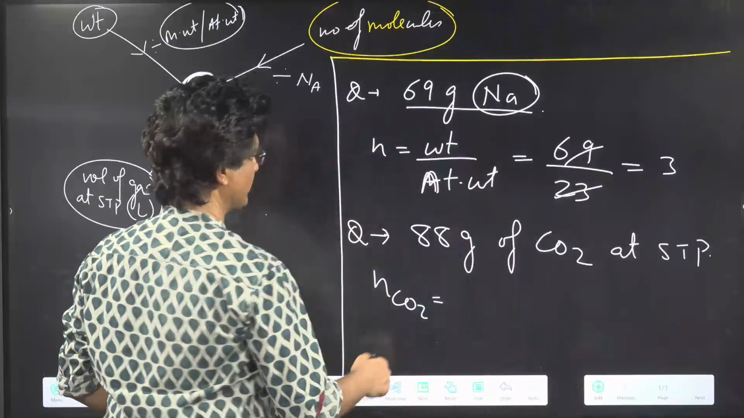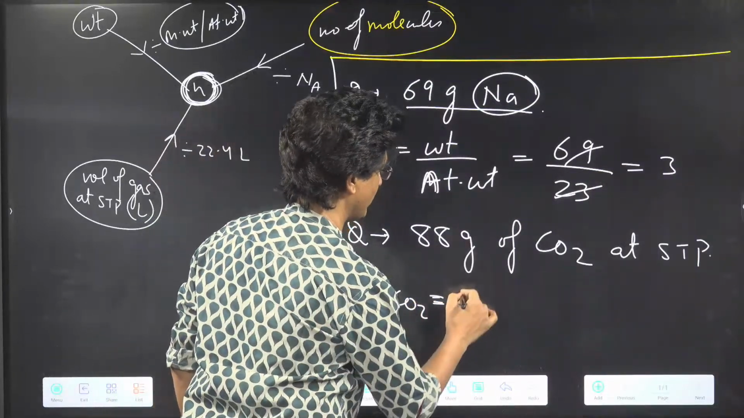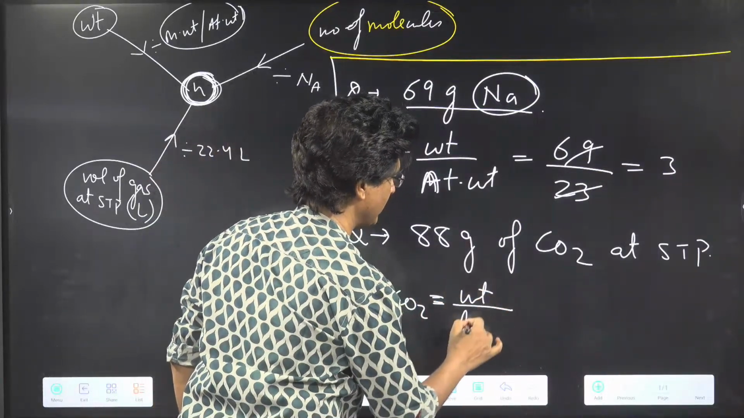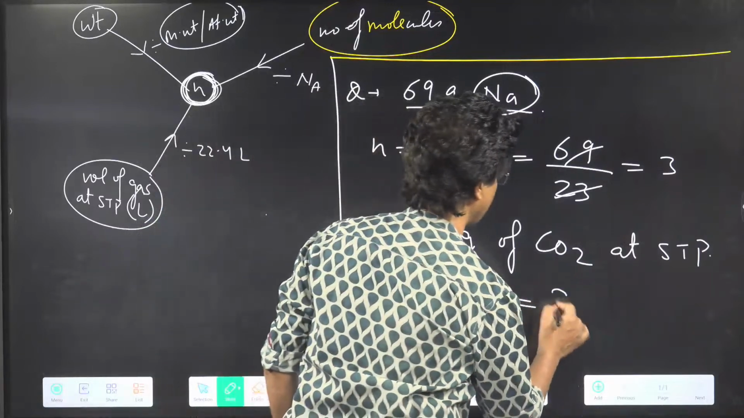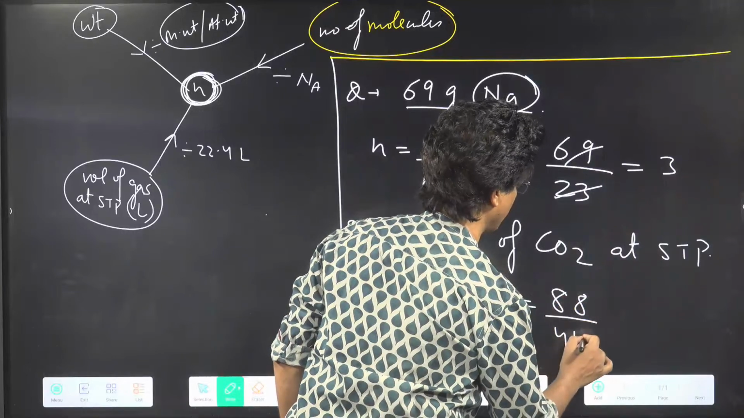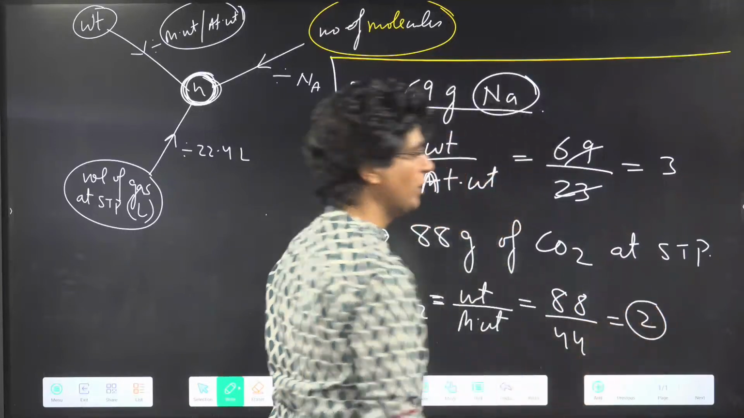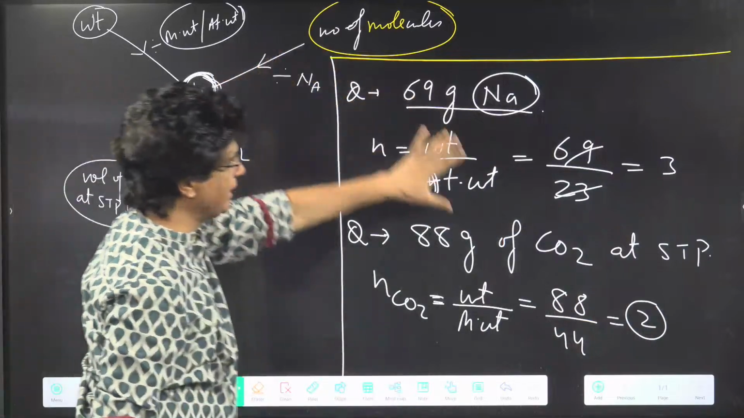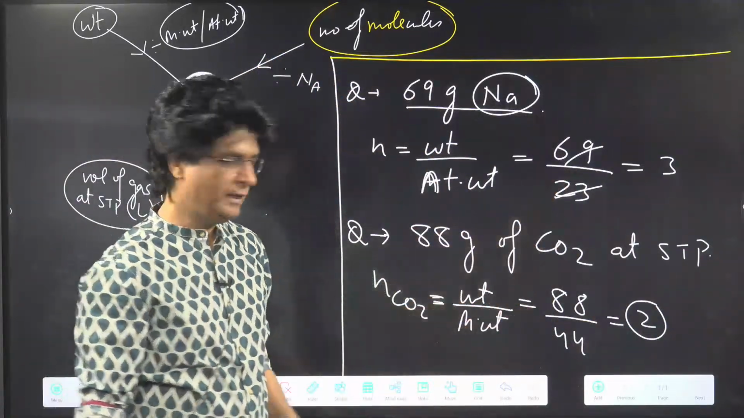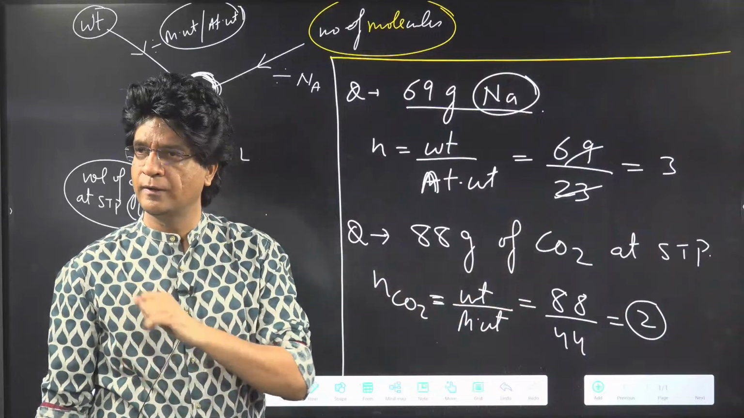So the number of moles of CO2: what is the weight? 88, and the molecular weight of CO2 is 44. So I can write 88 upon 44, and that will be 2. So we have got 2 moles of it. We'll learn the interplay when we have command of this basic part. This is very much important. Rangaswamy, correct one. Come on, let's do some more questions.